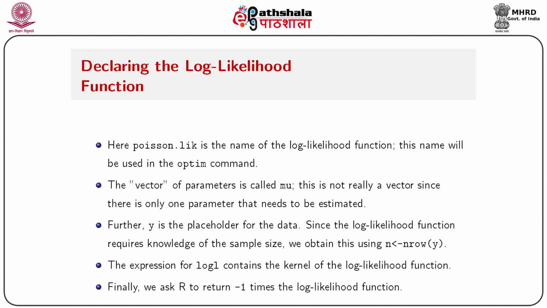Poisson.lik is the name of the log likelihood function, and this name will be used in the optim command, as I mentioned, and the vector of parameters is called mu. This is not really a vector, since there is only one parameter that needs to be estimated here. Further, y is the placeholder for the data. Since the log likelihood function requires knowledge of the sample size, we obtain this using n equals nrow of y, assuming y is a data matrix. The expression for logL contains the kernel of the log likelihood function, and finally we ask R to return minus 1 times the log likelihood function, the negative log likelihood function.